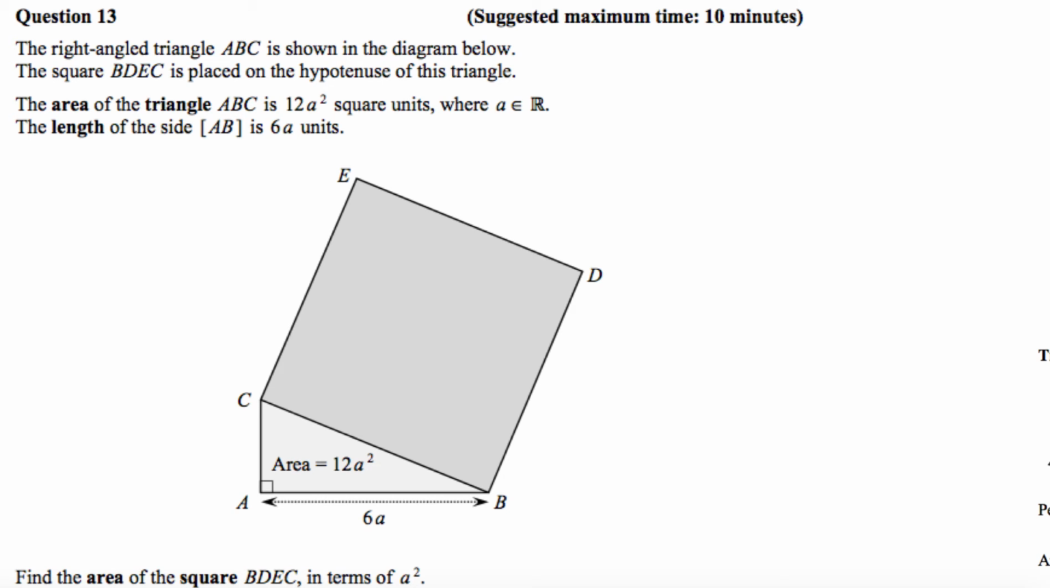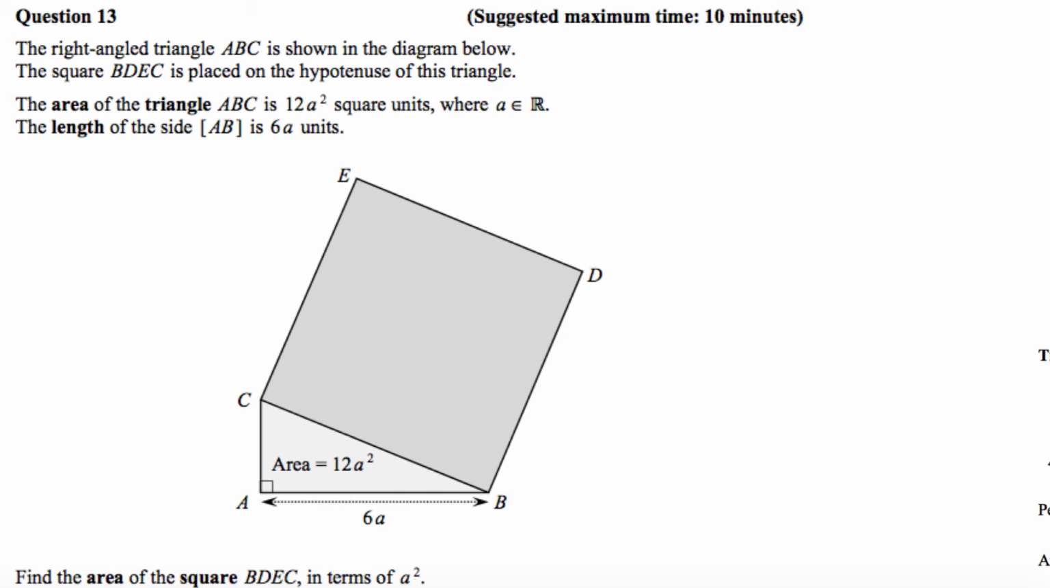So this is the 2016 Junior Cert Higher Level Paper 1, and we're looking at question 13. The right angle triangle ABC is shown in the diagram below. The square BDEC is placed on the hypotenuse of this triangle. The area of the triangle ABC is 12a squared square units, where a is an element of the set of real numbers. The length of the side AB is 6a units.